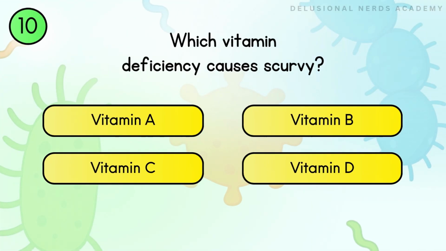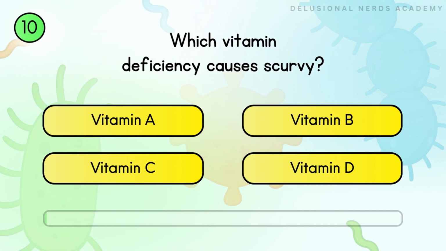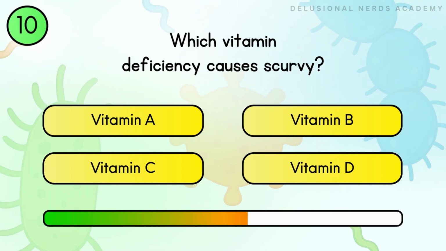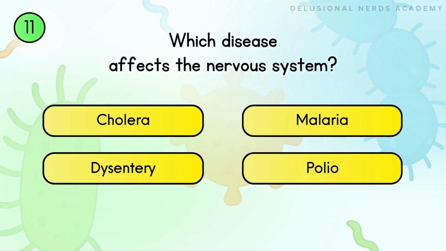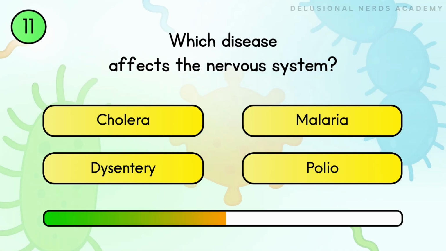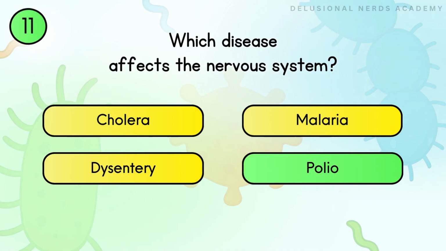Which vitamin deficiency causes scurvy? Vitamin C deficiency can cause scurvy. Which disease affects the nervous system? Polio is the one that affects the nervous system.